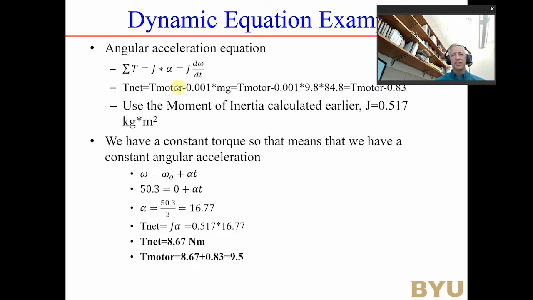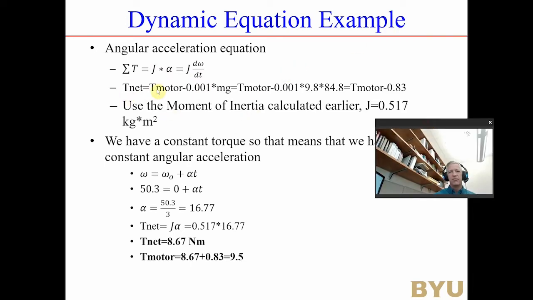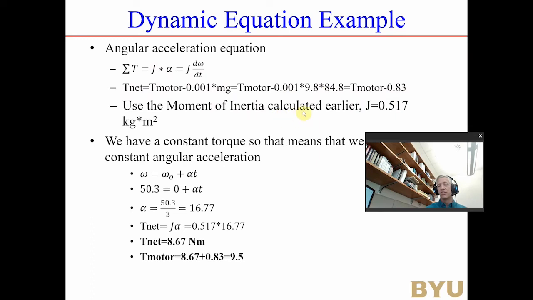Okay, so here's our basic equation. Our basic equation that we had before is the net torque is equal to the moment of inertia times the angular acceleration, which is right here. So our net torque is going to be the motor torque minus this friction torque. So we're going to plug in here is our total weight, and so the total motor torque minus 0.83 is our net torque. We're going to use the moment of inertia that we calculated earlier, which is 0.517 kilogram meters squared.